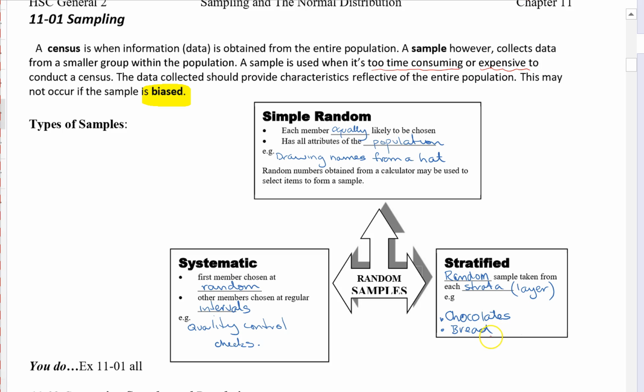Or if we were wanting to form a sample of bread, say from Baker's Delight, to test the quality, then we might take white bread, multigrain bread, wholemeal bread, chia bread, etc. So hopefully you get the idea. You should be fine to do exercise 11.01.